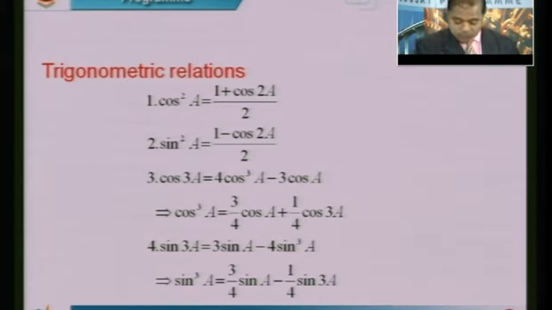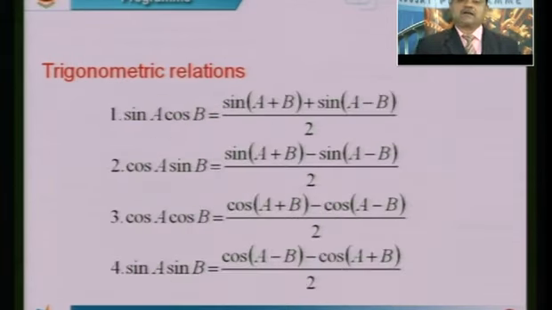What are the other 4? The other 4 are called transformation results. Sin a cos b is sin a plus b plus sin a minus b by 2. Cos a sin b is sin a plus b minus sin a minus b by 2. You may ask, sir, what is the difference between these two?